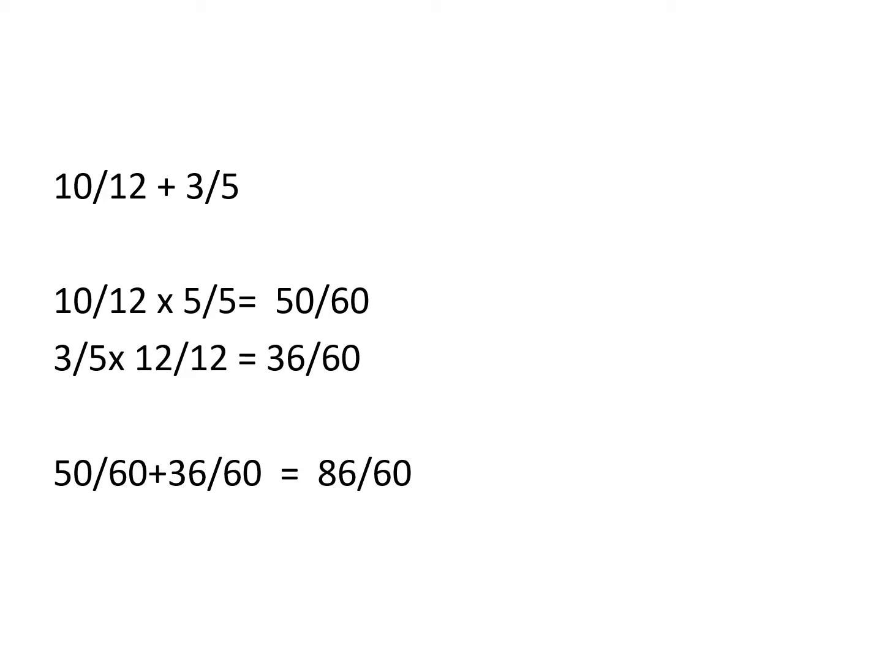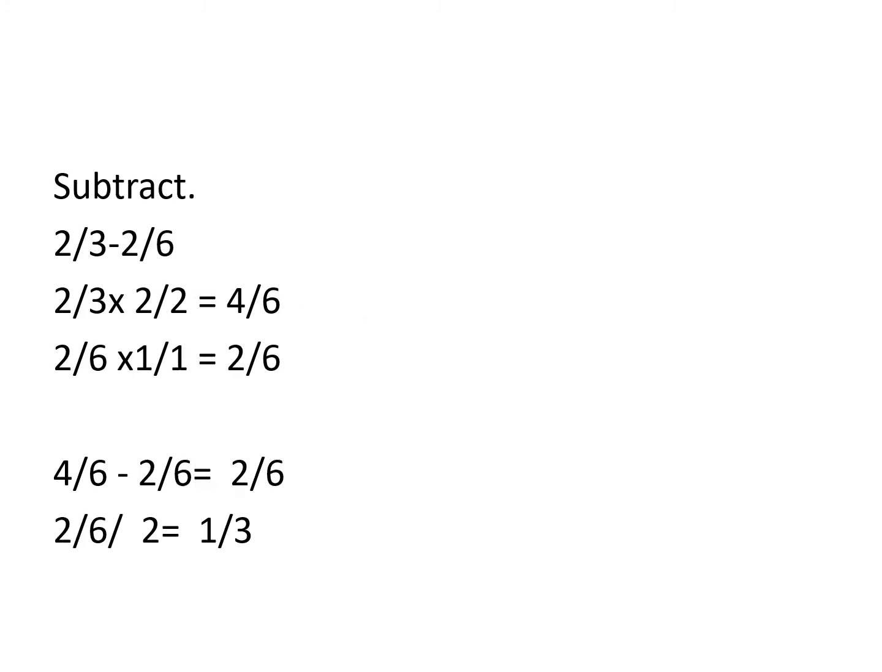Children, now you are able to understand how to add unlike fractions by making unlike fractions into like fractions. Then you have to add the numerators. Denominator you have to write only one time. We will not add the denominators. We will add only numerators.